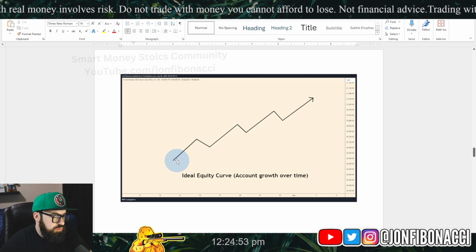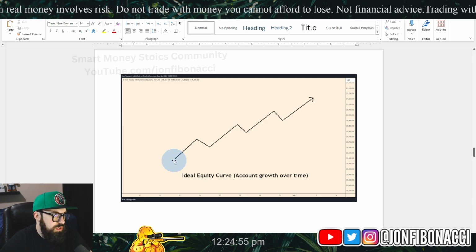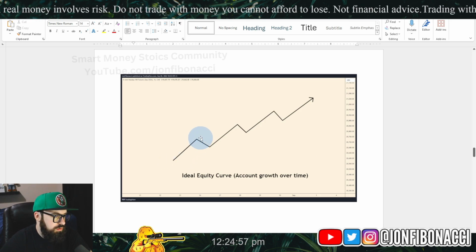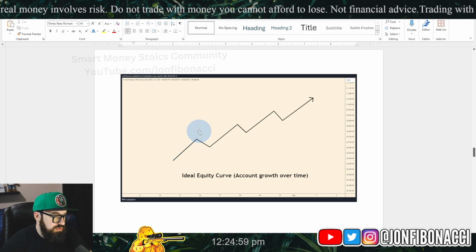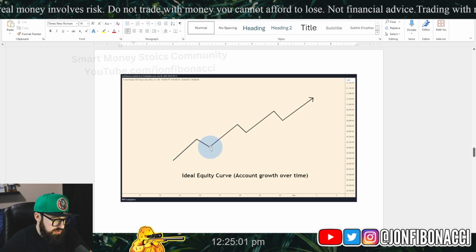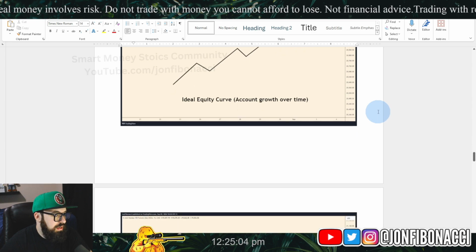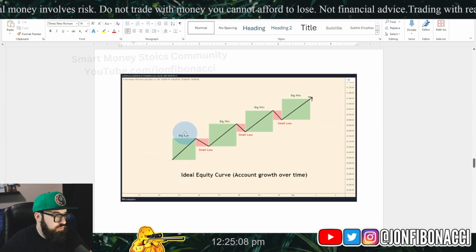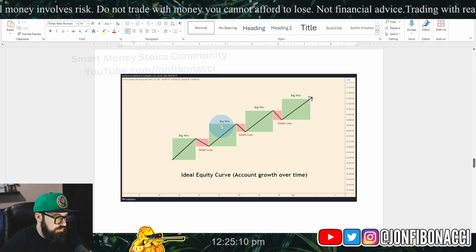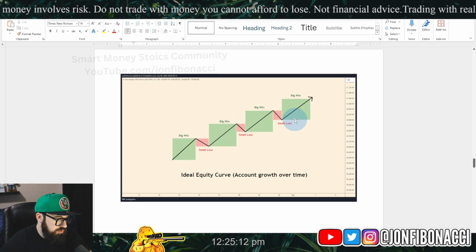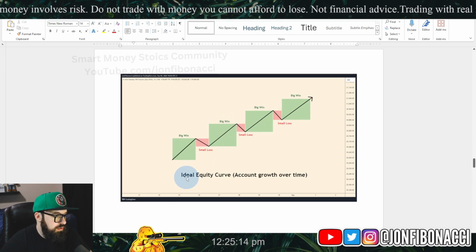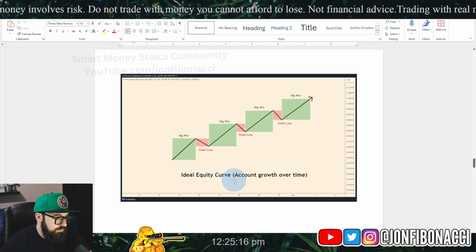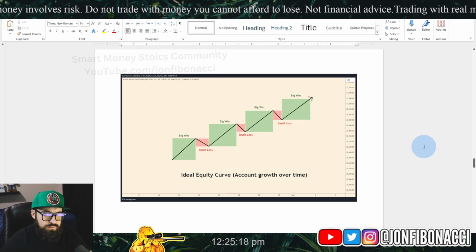Your ideal equity curve should be large increases and small decreases. Okay. And that's kind of the point, right? Big win, small loss, big win, small loss, so on and so forth. This is the ideal equity curve, which is your account growth over time.